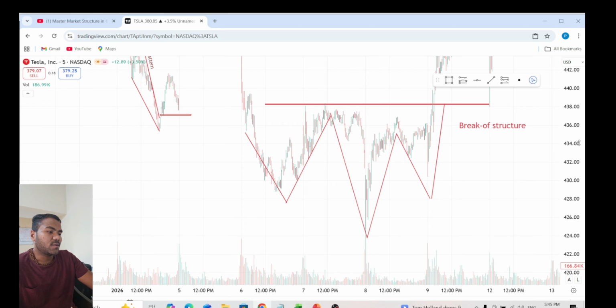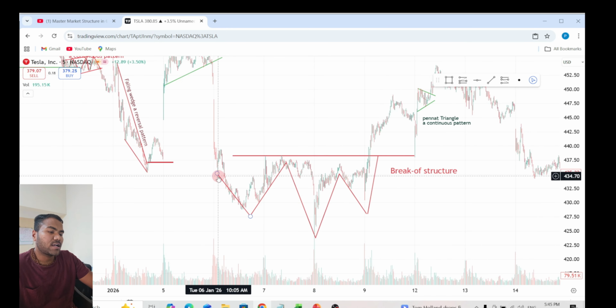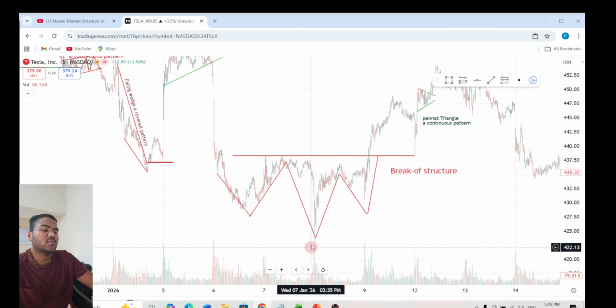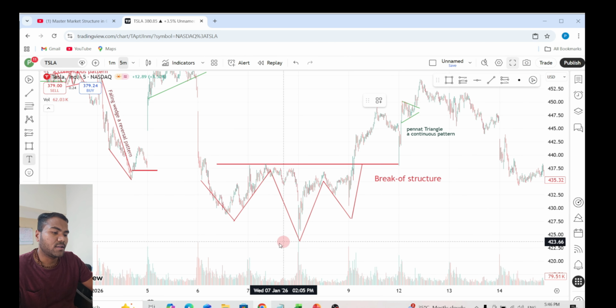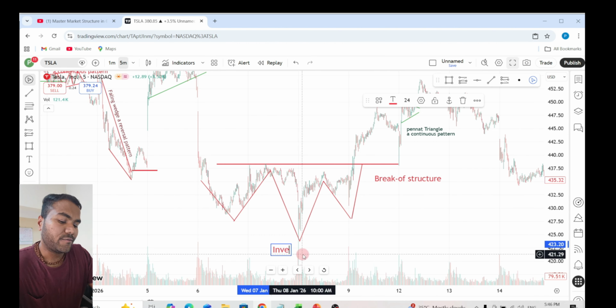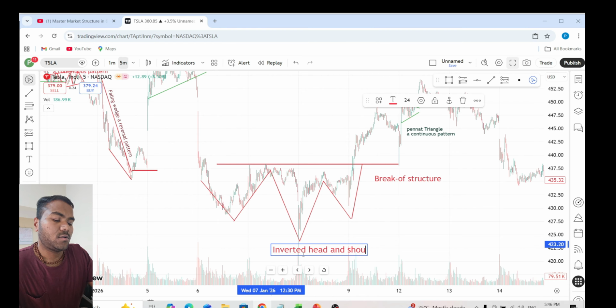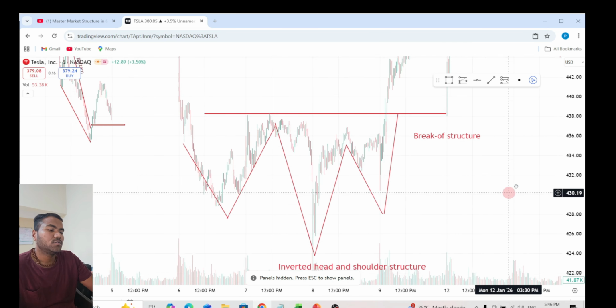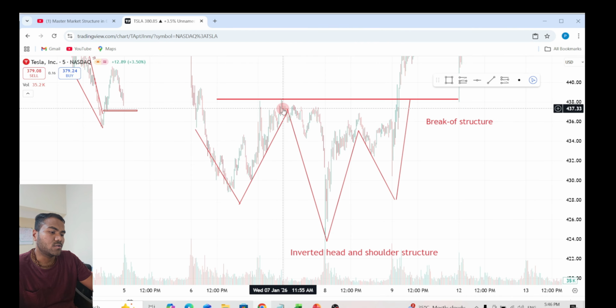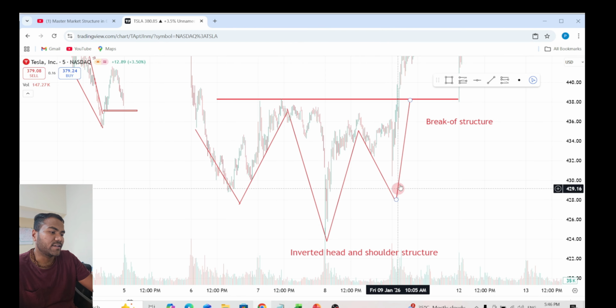Now see, this is very important, a break of structure. So this is an inverted head and shoulder structure. Let me write it for you. Inverted head and shoulder structure. So this structure has one shoulder, then it has a head, and again the second half shoulder.